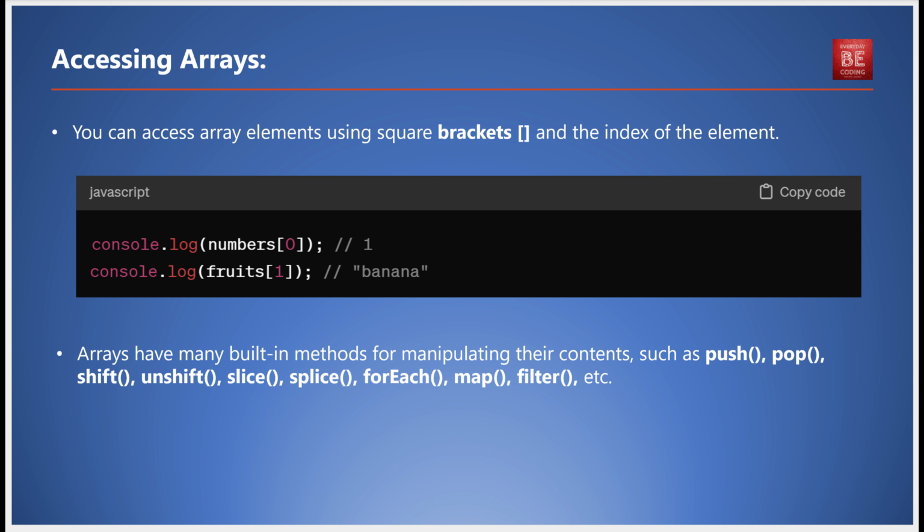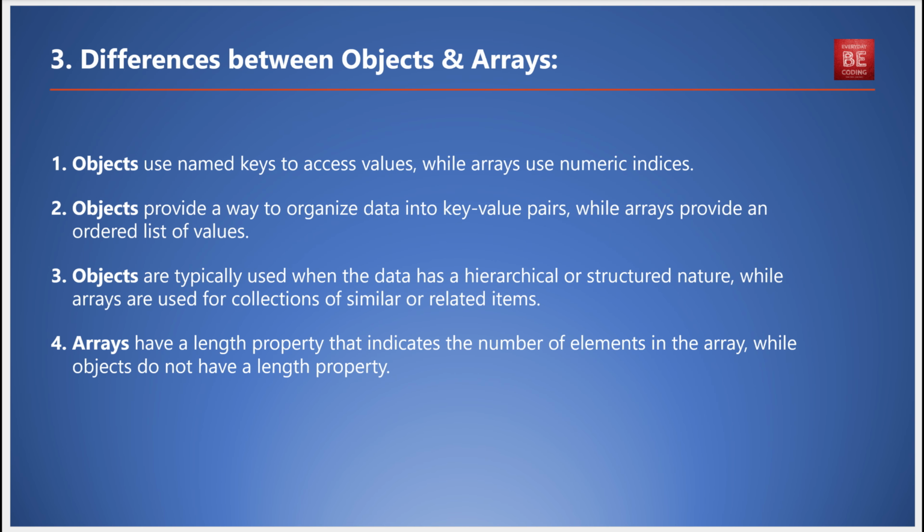Arrays come equipped with a vast toolkit of built-in methods for manipulating their contents. From adding or removing elements to slicing and filtering them, arrays have got you covered. So, how do objects and arrays differ? While objects use named keys to access values, arrays use numeric indices.